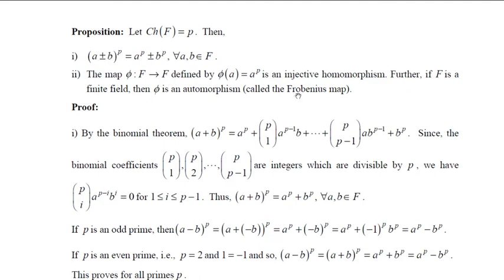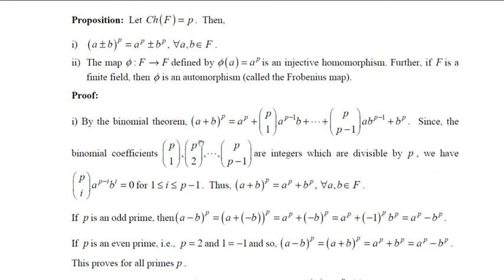Now let's go for the second one. So they are given a map phi from F to F defined by phi of a equal to a to the power of p for all a belonging to F. We have to show that this mapping is an injective homomorphism. Let's prove it is a homomorphism first.